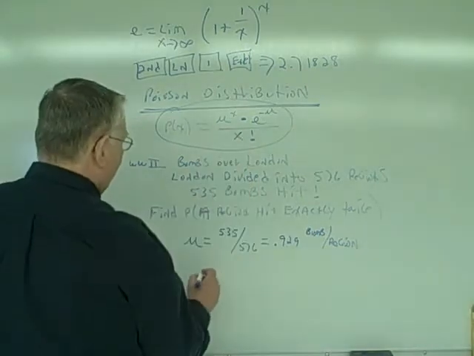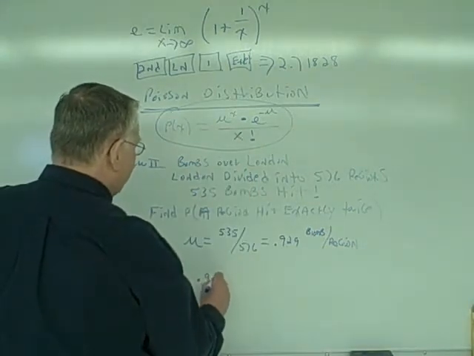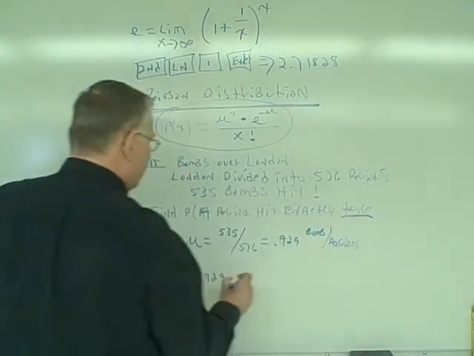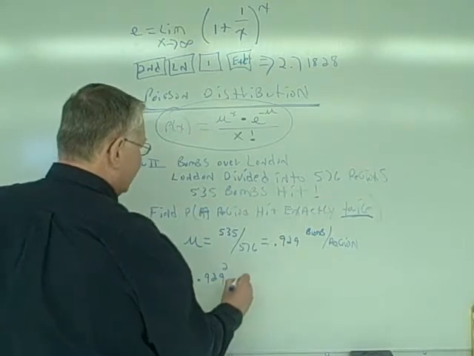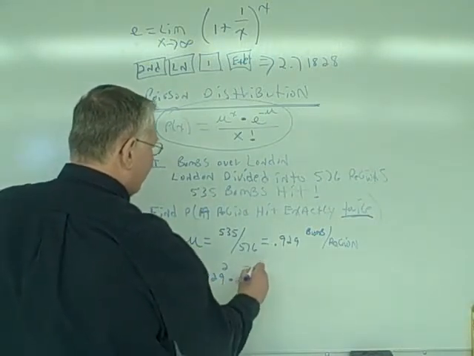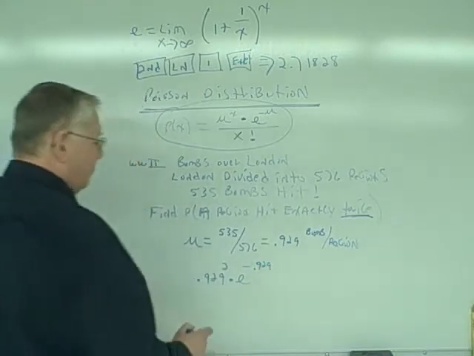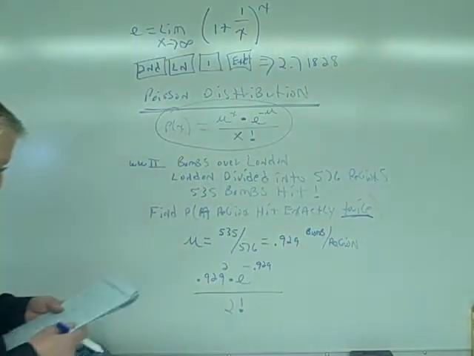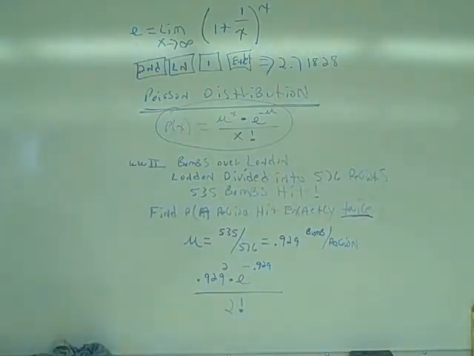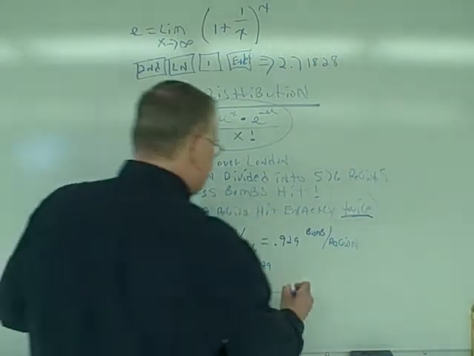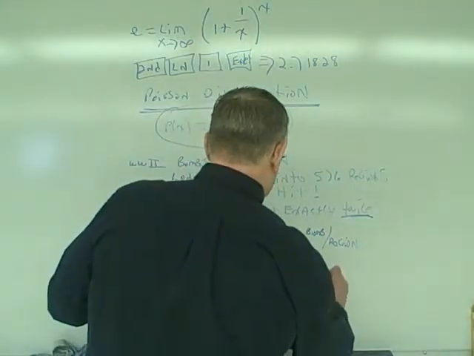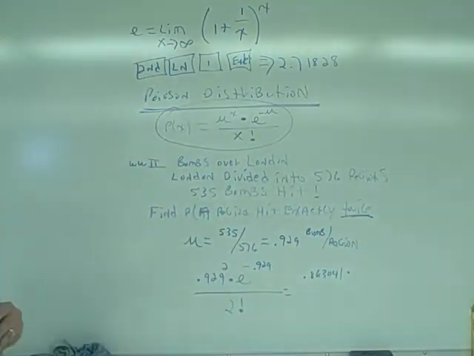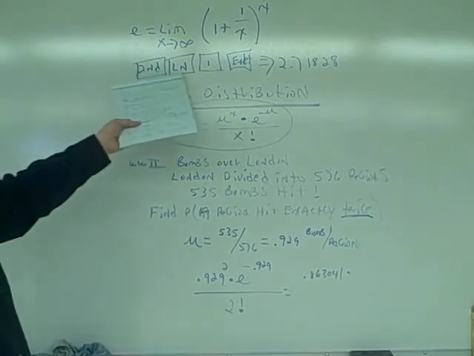So now if we put it into our formula, we're going to get 0.929 to the x, and we want exactly 2 bombs per region, times e to the negative 0.929, the negative mean, over 2 factorial. Now I like to do these calculations separately. If I take 0.929 to the second, I'm going to get 0.863041.